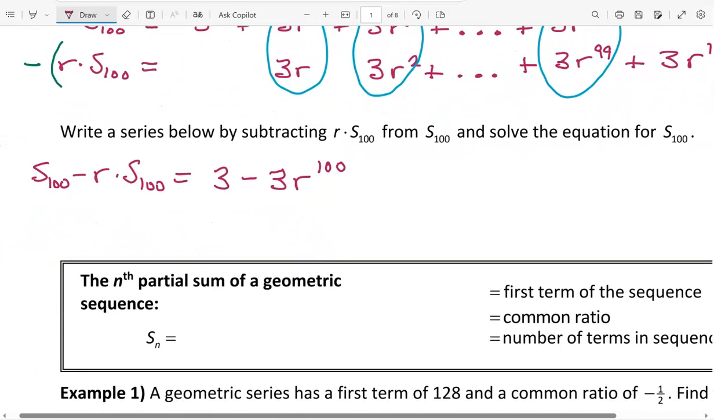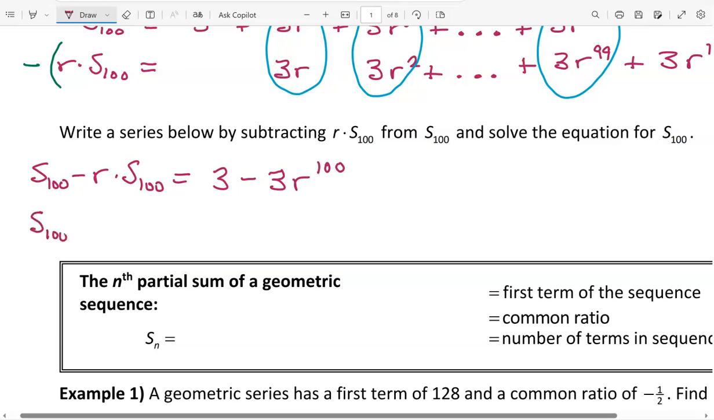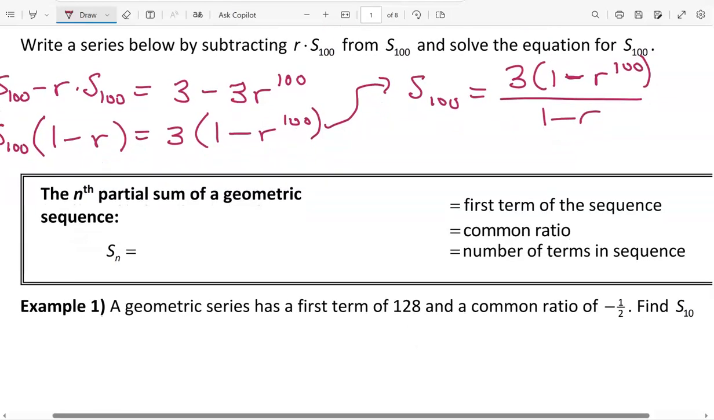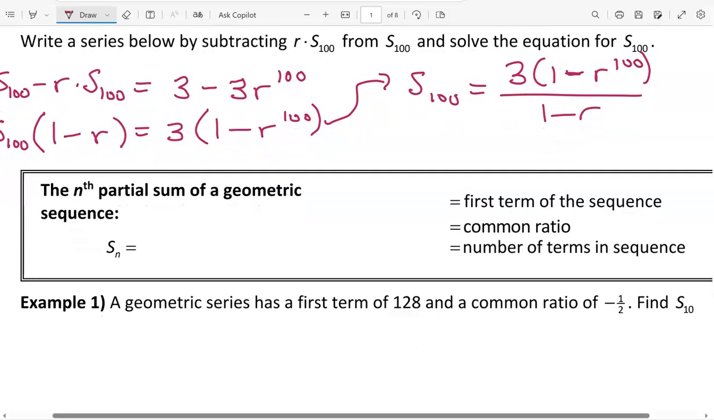From here, we're going to solve for s sub 100 by factoring. So we're going to factor out an s sub 100 from the left side of the equation, and that'll leave us with 1 minus r. And on the right side, we can factor out that 3, and that'll leave us with 1 minus r to the 100th power. In order to solve for s sub 100, we just need to divide both sides by 1 minus r. And this suggests a sum formula for the nth partial sum of a geometric sequence.